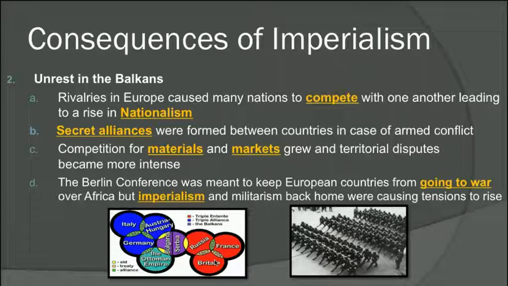So built within this, we have a lot of things going on. We've got the alliance system, we've got nationalism, and I'm going to talk a little bit more about the imperialistic piece here on the next slide.